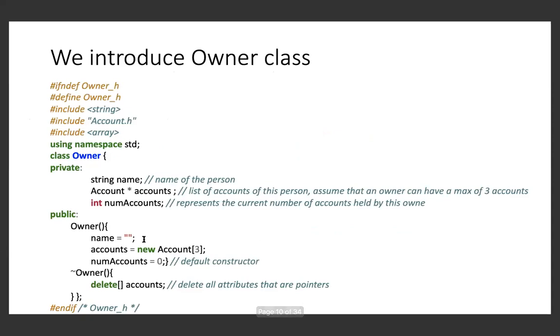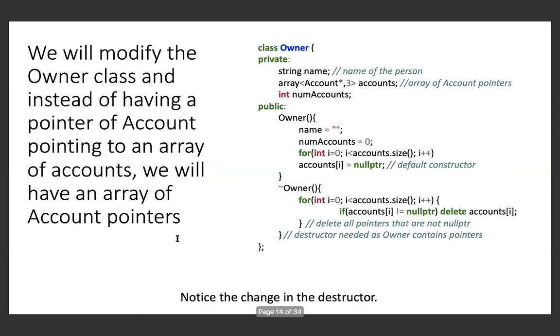The difference here is that inside the owner default constructor, we had one pointer of type account, and inside the default constructor we were allocating a new array of size 3 of account objects. So we were constructing 3 account objects inside the default constructor of owner for this array. In the second example, this is still the default constructor of owner, but here we're not creating any new account objects.